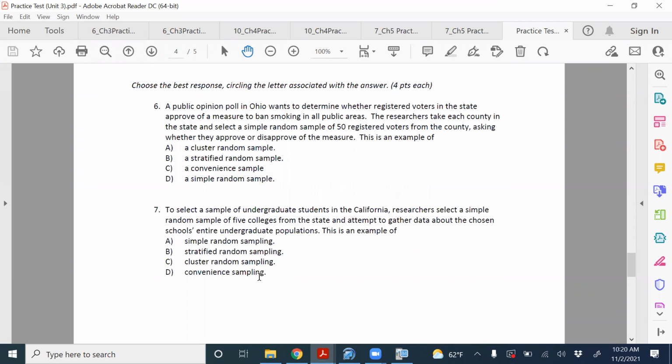A public opinion poll in Ohio wants to determine whether registered voters in the state approve of a measure to ban smoking in all public areas. The pollster takes each county in the state and selects a random sample of 50 registered voters from the county, asking whether they approve or disapprove of the measure. This is an example of, okay, so they did this for each county, and they got a random sample of 50 registered voters from the county.